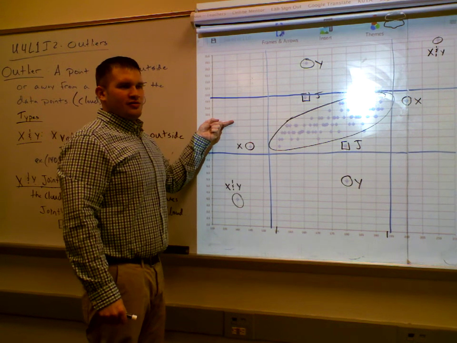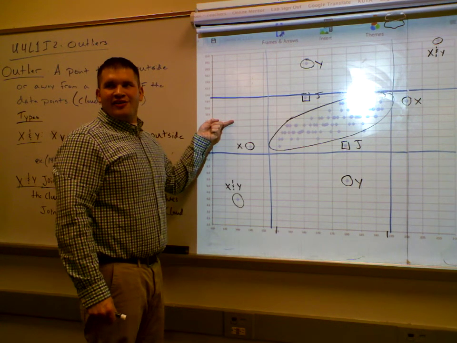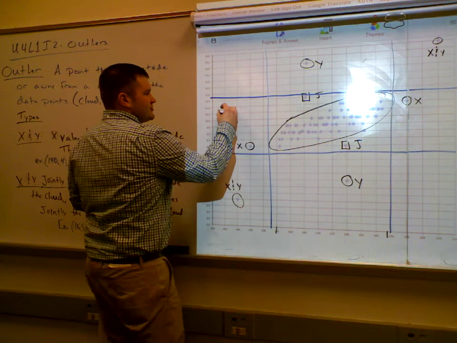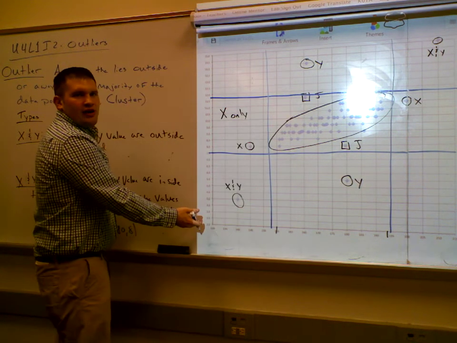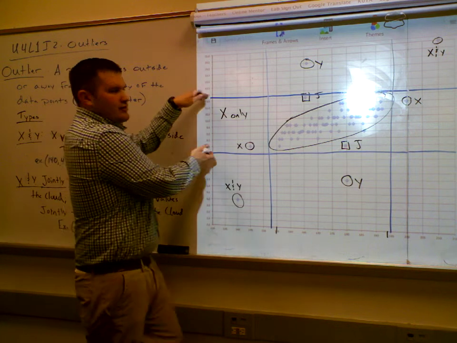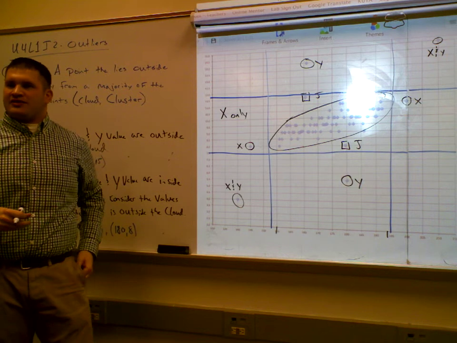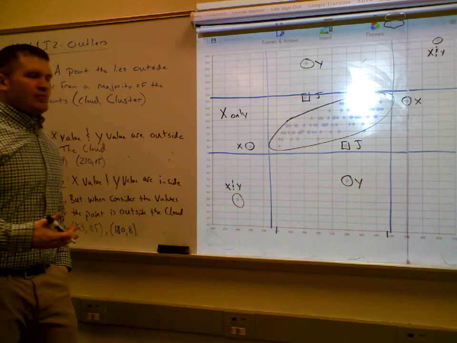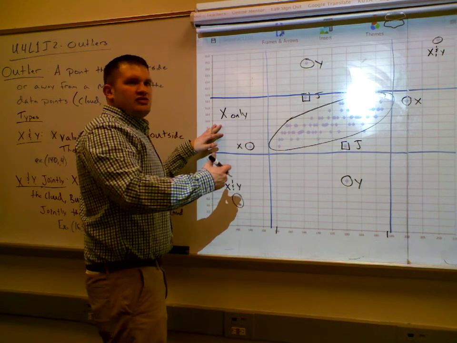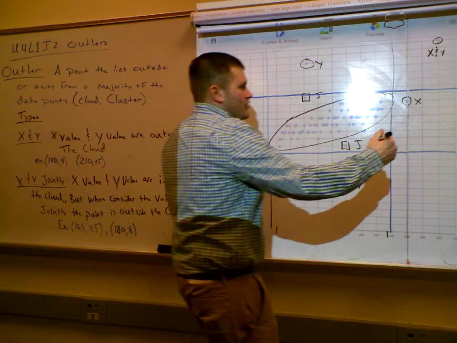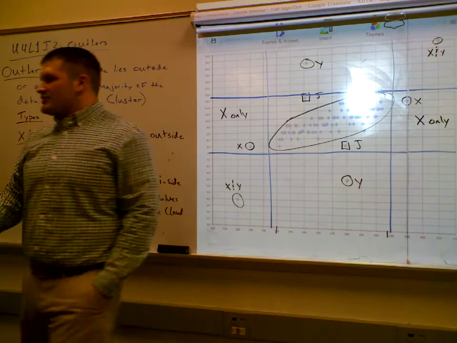Can a Y outlier be here? No, a Y outlier can't be here. Only X outliers will be in this region, because the X values are too small. The Y values are fine; they are inside my cloud, but the X values are too small. Does that make sense? Where are the X values too big? To the right of the center. Those are only X outliers.